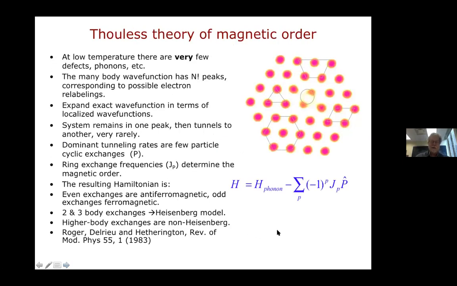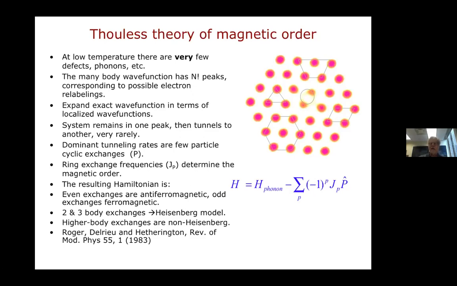Now, this is what I call the Thouless theory, of the magnetic ordering in helium. And basically, at low temperature, there are very few defects. That's important. You don't have vacancies or interstitials or any kind of impurities. Phonons are pretty much frozen out also at millikelvin temperatures. So thinking about the many-body wave function, if you have n atoms, and you don't have any vacancies, you have n factorial peaks. Suppose you number the lattice sites from 1 to n, and you number the helium-3 atoms from 1 to n, you can arrange the helium atoms onto the lattice sites in n factorial ways.